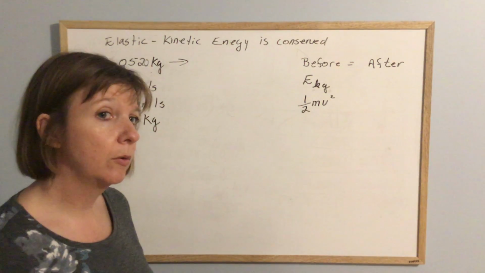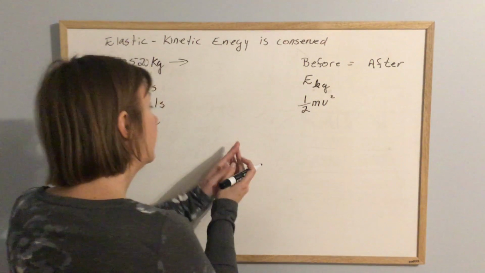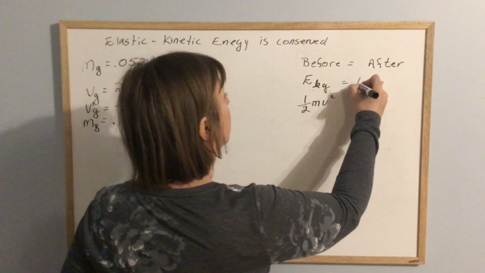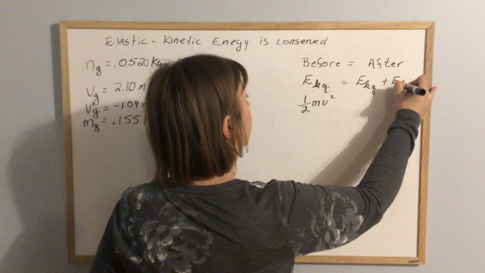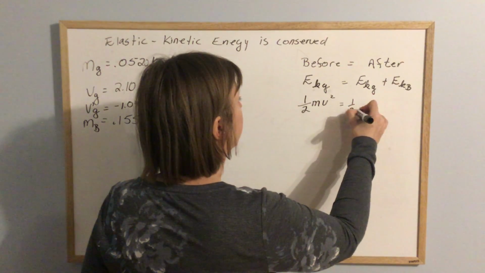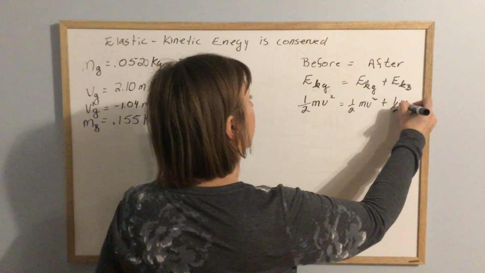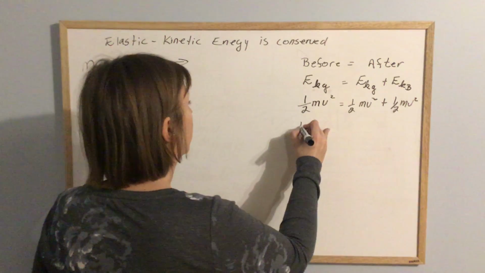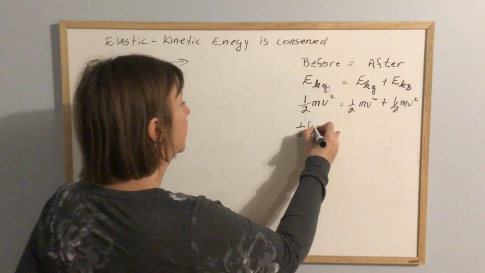Both things are actually moving, because the billiard ball's going off that way and the golf ball's going backwards. They're both moving. So after, you're going to have the kinetic energy of the golf ball plus the kinetic energy of the billiard ball. So you would need 1/2 mv squared of the golf ball plus 1/2 mv squared of the billiard ball. Let me see what I can fill in here. 1/2 mass of the golf ball is 0.052.